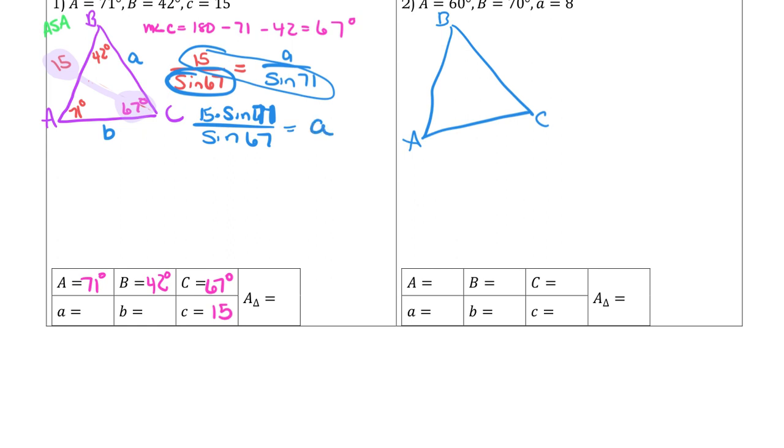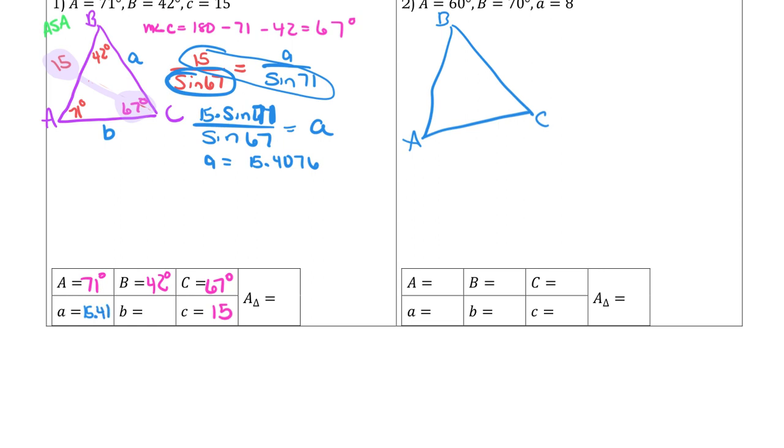I'm going to plug this in my calculator, and I'm going to get A is approximately 15.4076. So in my chart, I am just going to use 15.41, round it to the correct spot.